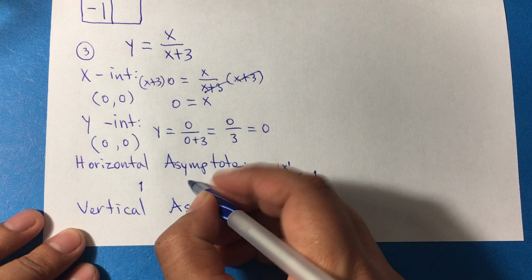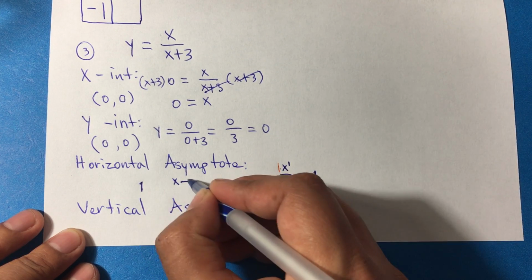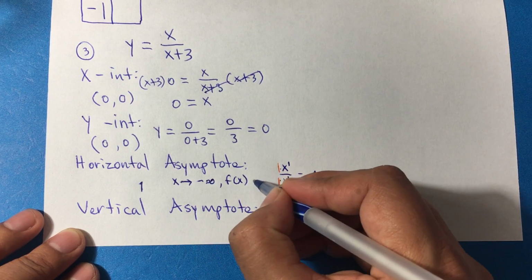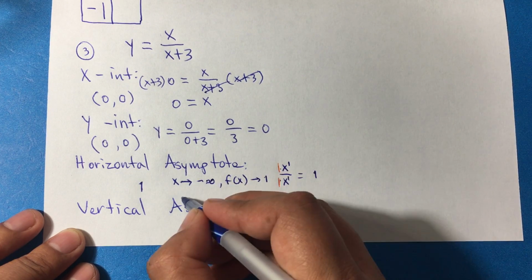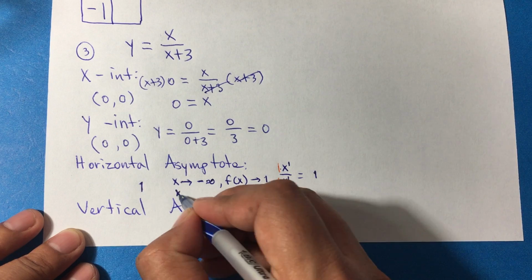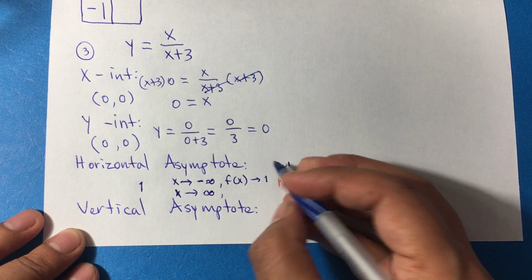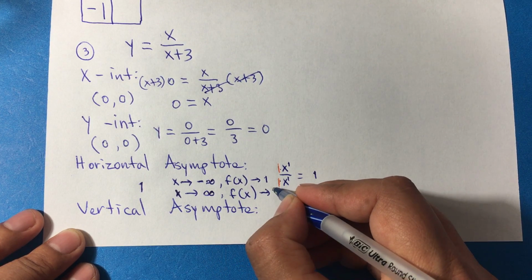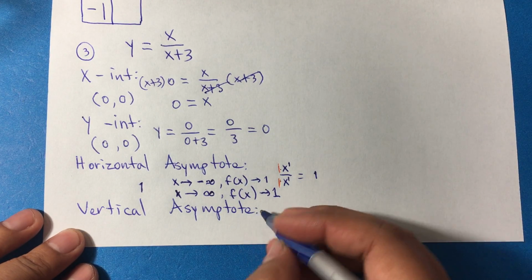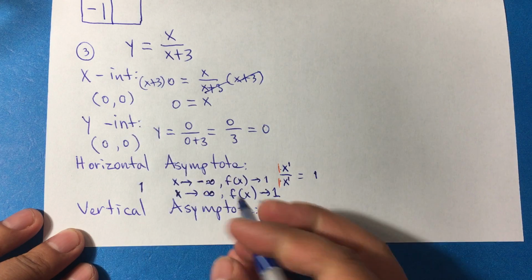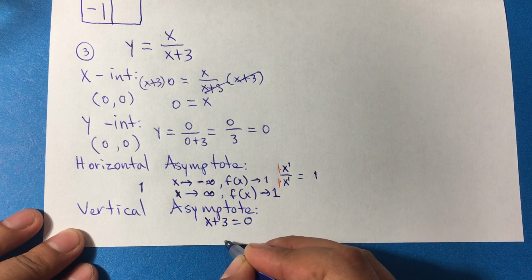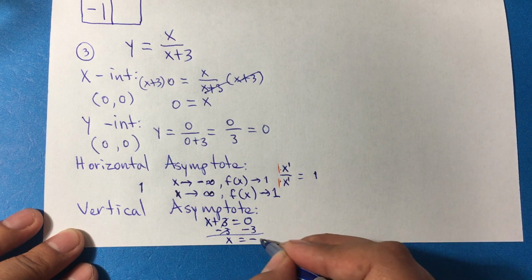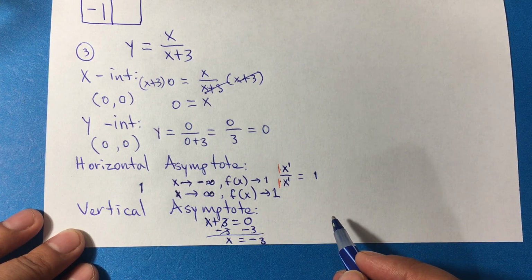Now, if we're talking about the end behavior, it means that as x approaches negative infinity, f of x will approach 1, or it will get close to 1. And as x approaches positive infinity, f of x will also go towards 1. For the vertical asymptote, what you do is get whatever is in the denominator, so x plus 3, equal it to 0. Then you solve for x, and 0 minus 3 is negative 3. So that means that the vertical asymptote is at negative 3.